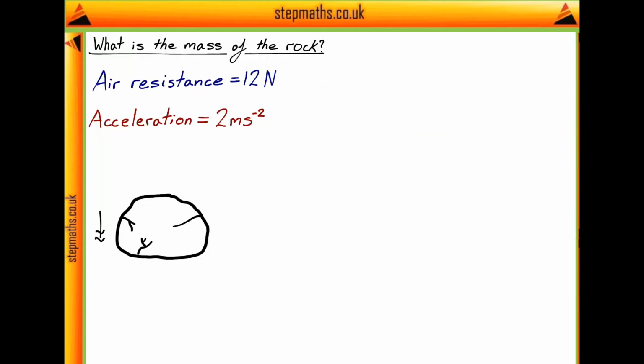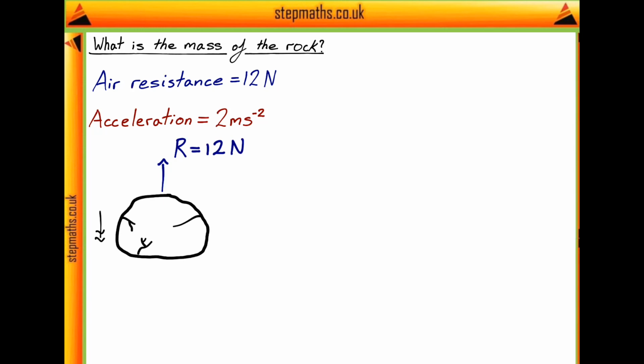So, to answer this question, let's think about the information we've been given. Now we've been given a force and an acceleration. Straight away, this might make you think of Newton's second law. So, to try and see if we can apply that, let's go ahead and label all the forces we can onto our diagram.